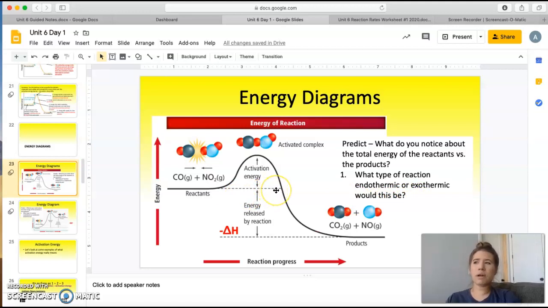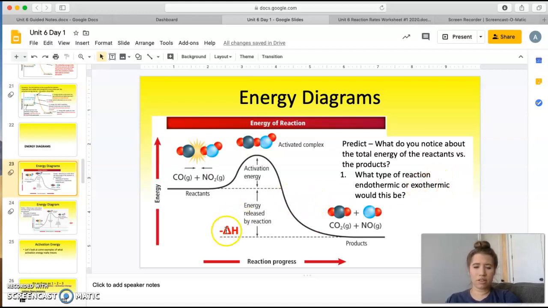Okay, well, first let's remind ourselves, what is exothermic and what is endothermic? Exothermic means that we're releasing energy out into the environment, and endothermic means that we're bringing in energy. So if we end with less energy than we started with, that energy had to go somewhere, and so that means it was released out into the environment, so this would be exothermic.